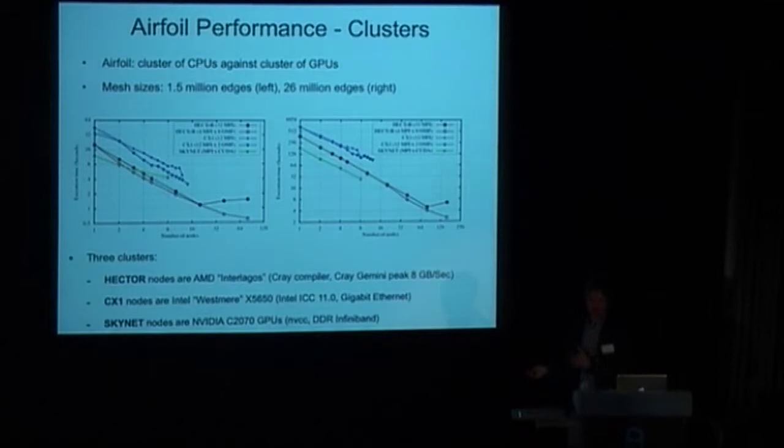These numbers are coming from the experiments performed by my colleague Gianni in Oxford. It's about the execution of the airfoil on a cluster of CPUs, Hector, which is this red line, and this blue line, which is a smaller cluster of Intel CPUs at Imperial College called CX1, and against a GPU cluster, this green line here. The mesh size is 1.5 million edges on the left, 26 million edges on the right. Three clusters.